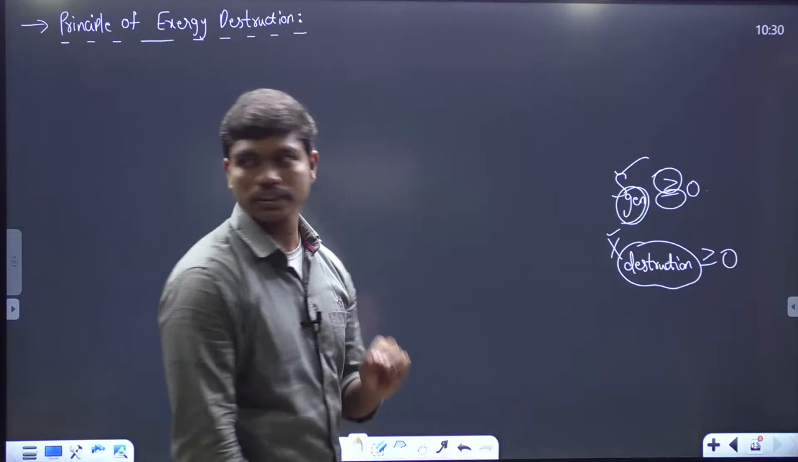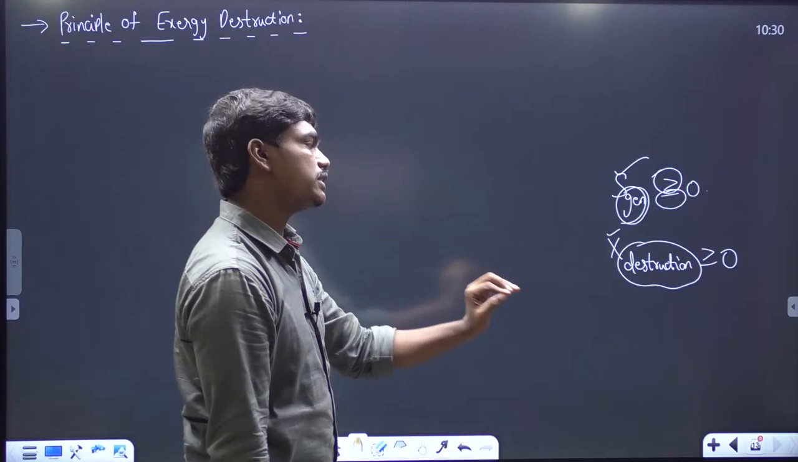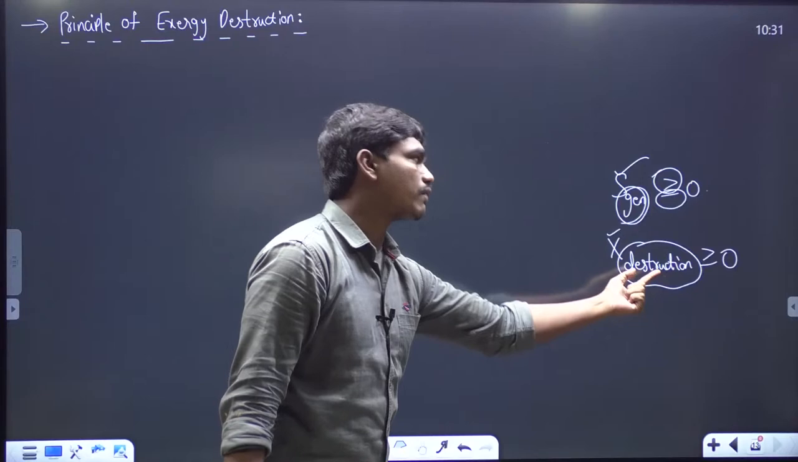So we call this the principle of energy destruction, which is X of destruction greater than or equal to zero. Now we'll see how this X of destruction is greater than or equal to zero.